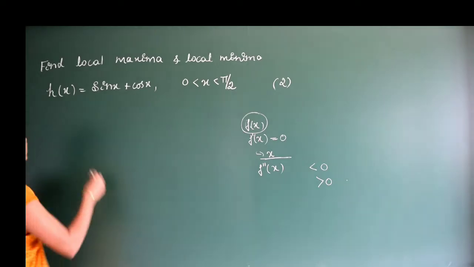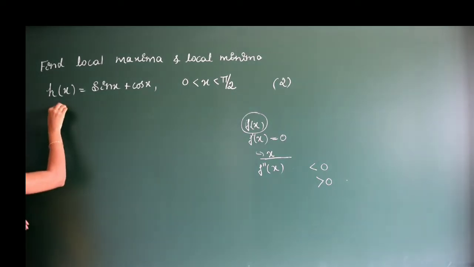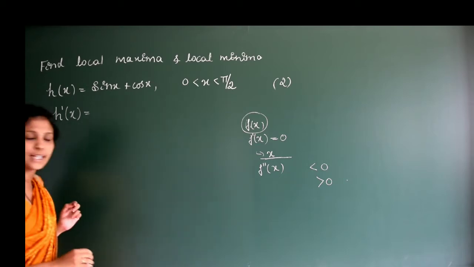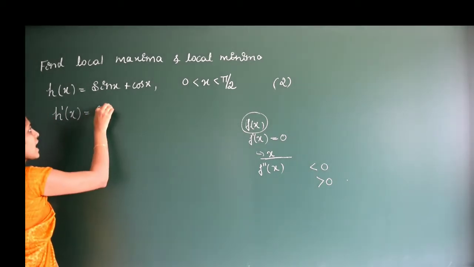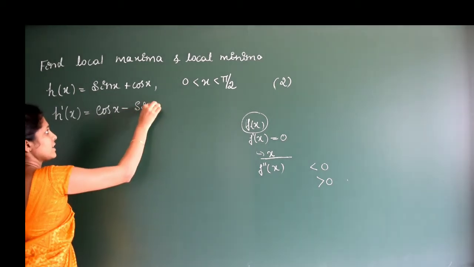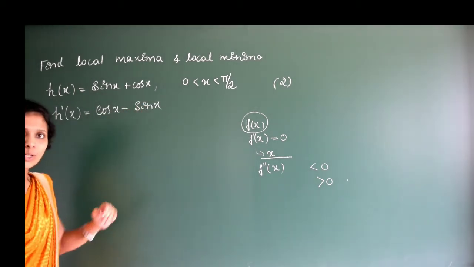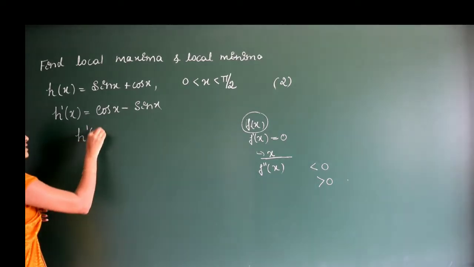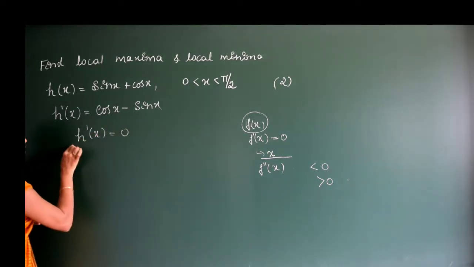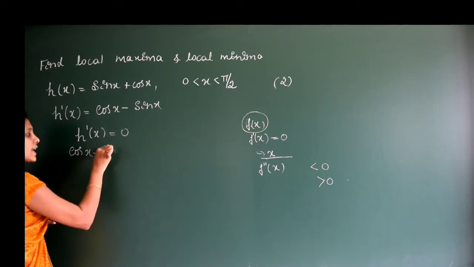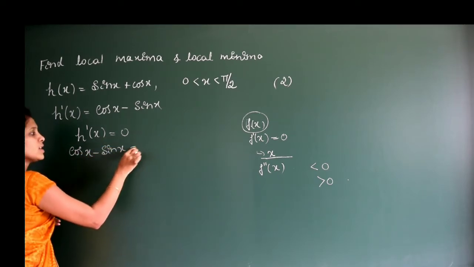Now we will start with this one. h of x is given. Differentiate: h dash of x is equal to the derivative of sin x, which is cos x, and the derivative of cos x, which is minus sin x. Second step is to equate that to 0. That is h dash of x is equal to 0, which implies cos x minus sin x is equal to 0.